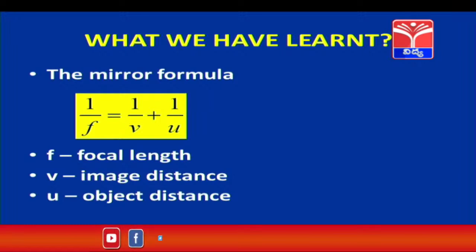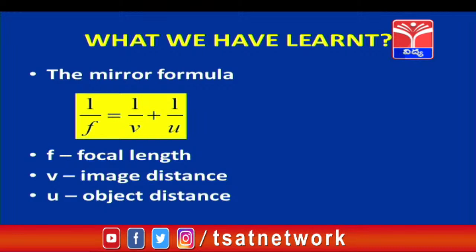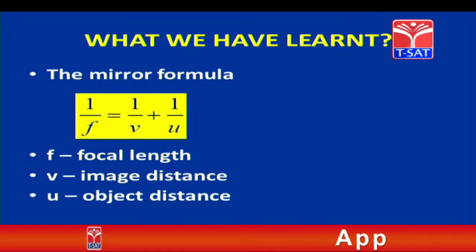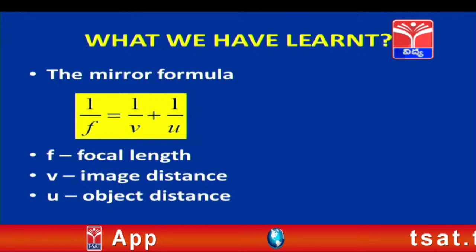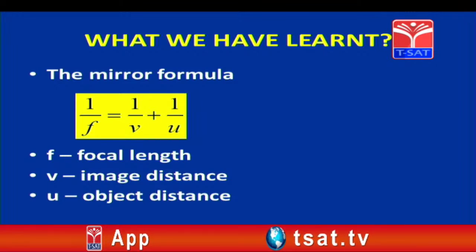Children, we have come to the end of this session. So, before concluding, let us look at a quick review of what we have learnt today. In our class today, we have learnt about the mirror formula. 1 by f is equal to 1 by v plus 1 by u. f is the focal length, v is the image distance and u is the object distance.